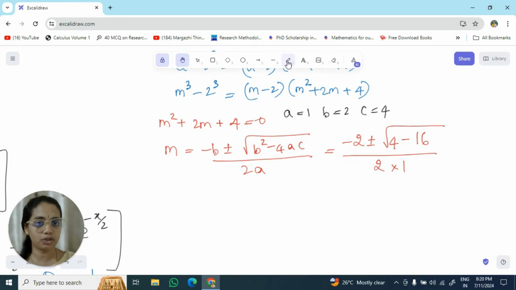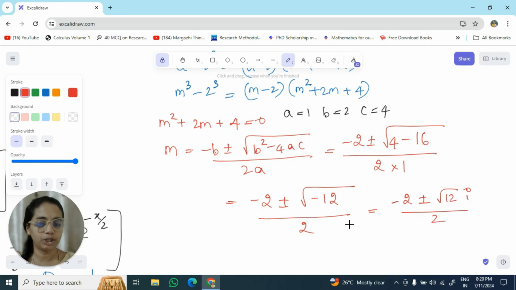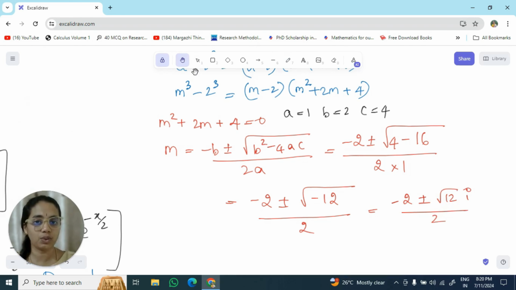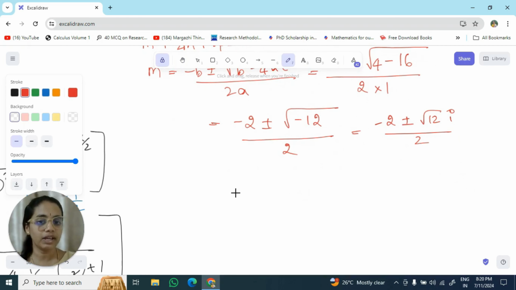So what happens over here is we have (-2 ± √-12) / 2. As usual, the square root of -12 becomes √12 × i, divided by 2, because the square root of -1 is the complex root, plus or minus i.